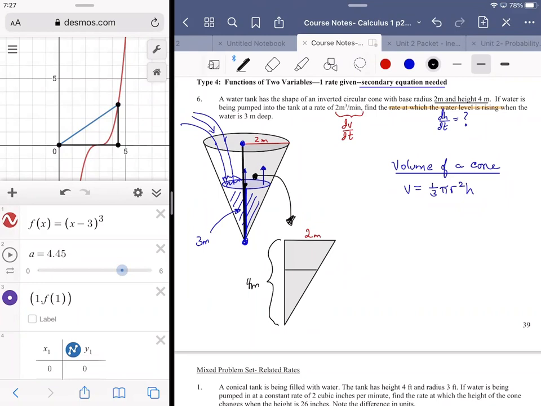Now, the inner triangle, this piece here, has a variable height and a variable radius. It all depends on the moment in time. It just so happens that we care about it when the height is 3 meters, but it's not always going to be 3 meters. It's only going to be 3 meters at a particular moment in time. The relationship here is that the ratio of R to 2 will be the same as the ratio of H to 4.